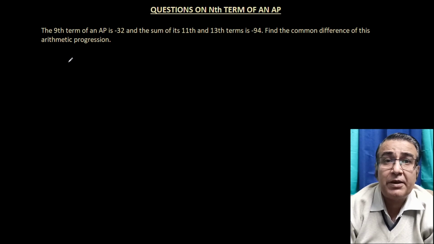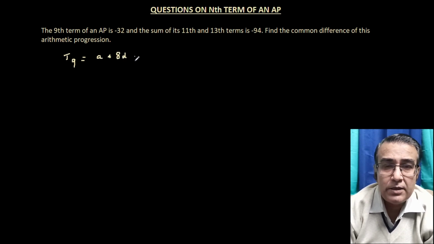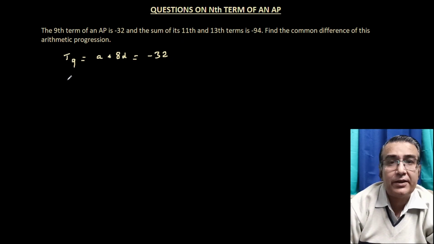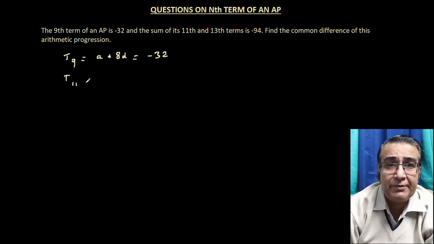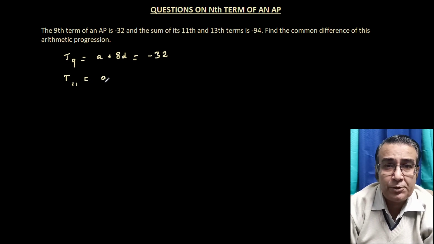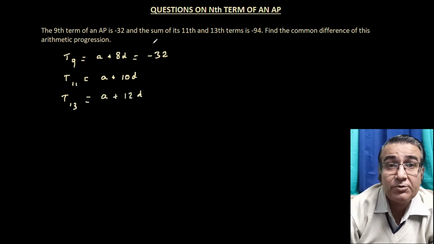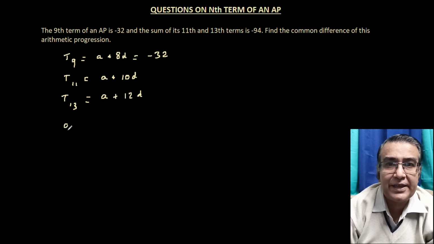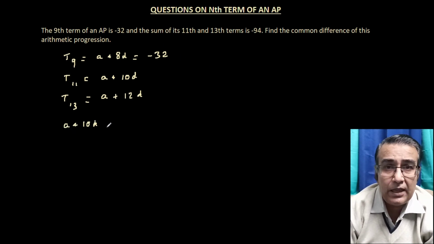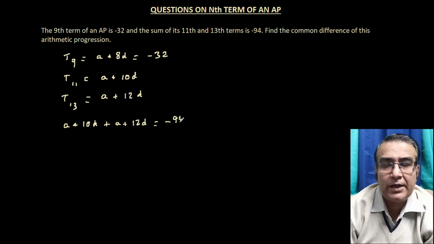So let's start again by writing down what is given to us. So we have been given that T9, which can also be written as A plus 8D, is equal to negative 32, and the sum of the 11th and 13th terms. So let me write the 11th term. T11 is going to be A plus 10D, and the 13th term is going to be A plus 12D. Now the sum of these two terms is negative 94, so I can write that A plus 10D plus A plus 12D is equal to negative 94.